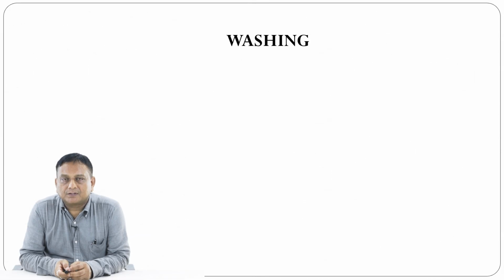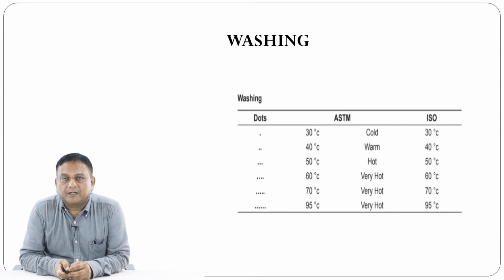There are other aspects of care instructions in washing that are also available at different temperatures, and different dots are sometimes used, like a cold temperature or 30 degree centigrade temperature, 1 dot; 40 degree centigrade, 2 dots; 50 degree centigrade, 3 dots. This is called the hot. Then very hot also 4, 5. So in that fashion, when the temperature increases, the dots increase. Those kinds of systems are followed in washing.